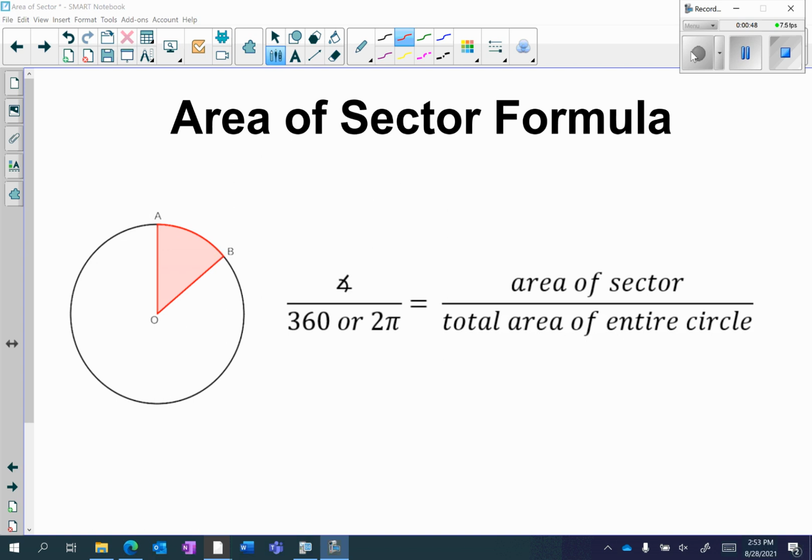Here's the formula to find the area of a sector. In order to find the area of a sector, you have to find the angle, which is represented here as angle AOB, over 360 degrees. That's how many degrees are in a circle, or 2 pi, which is in radians. That's equal to the area of the sector over the total area of the entire circle, which we just recalled as pi r squared. So this is a proportion. Angle over 360, or 2 pi, is equal to the area of the sector over the total area of the entire circle. Let's take a look at an example problem.